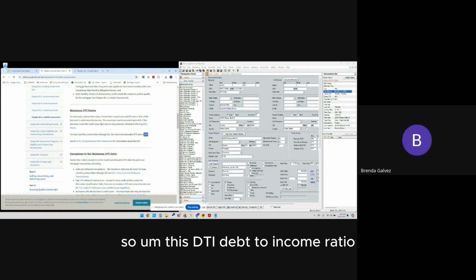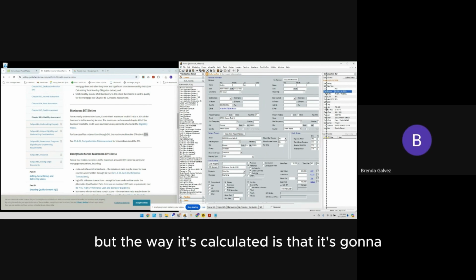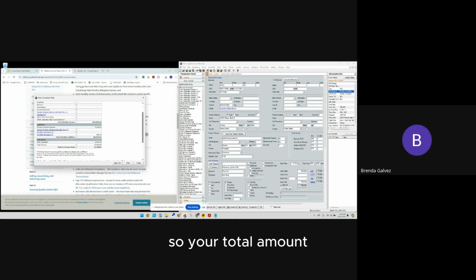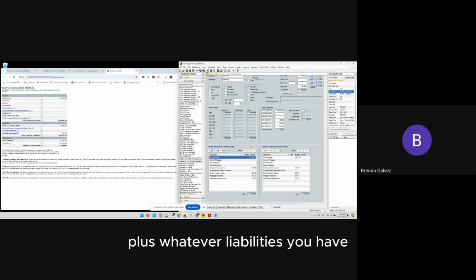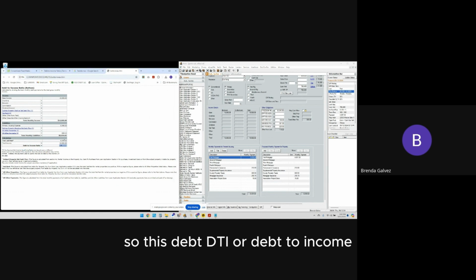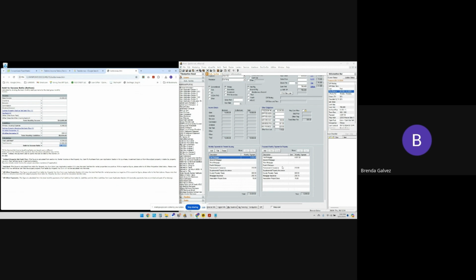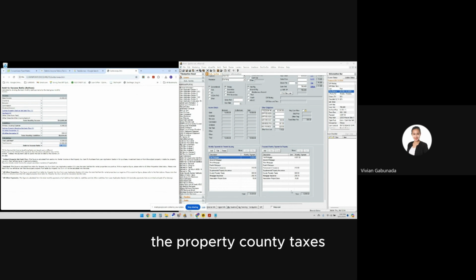Okay. So this DTI, debt to income ratio, the way it's calculated, I'm not sure if we've previously gone over that or not, but it's going to include your income and your liabilities. So it'll be the proposed plus whatever liabilities you have. And then if you divide the liabilities by the income, it's going to give you your ratio. So this DTI is just verifying that you have enough income to sustain the debt that you're going to be paying. In this case, which would be your mortgage plus any other credit cards. Does that make sense? Yes, and that includes the mortgage insurance, the property county taxes as well.